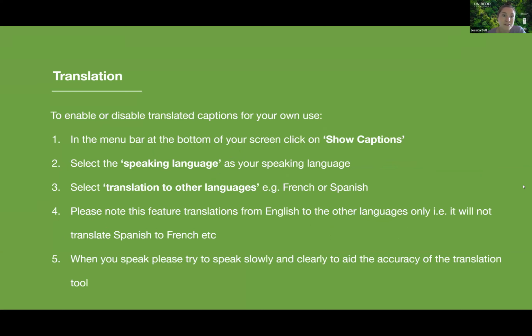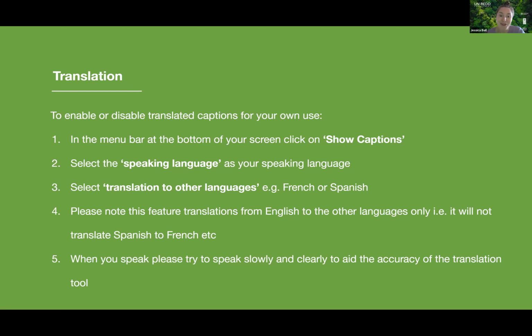So today we're using Zoom's translation feature. So you'll see at the bottom of the screen, show captions. So you can select your speaking language as the one that you speak in, and translation to other languages as the one that you would like English to be translated to. At the moment, this is quite a new Zoom feature, so it's not possible to translate from French to Spanish, or French to other languages. It's English to the selection of languages that you'll see there available in the toolbar.